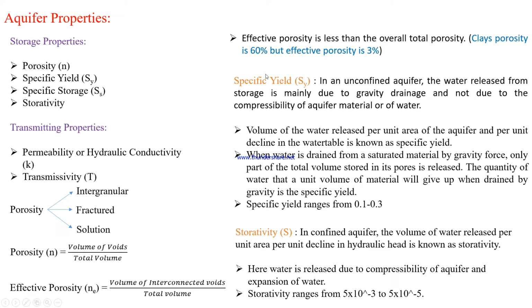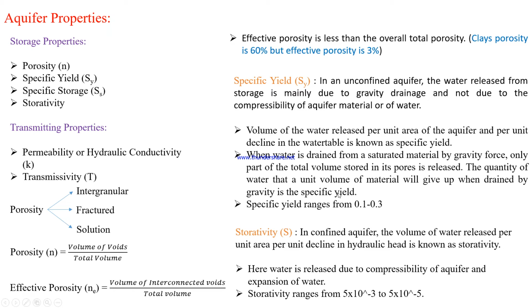Specific yield is determined by the volume of water released per unit area of the aquifer per unit decline in the water table. This specific yield is used specifically for the unconfined aquifer. The specific yield is the storage property of the unconfined aquifer, and it is fixed. You should not use specific yield for the confined aquifer, only for the unconfined aquifer, because gravity drainage is taking place in the specific yield.